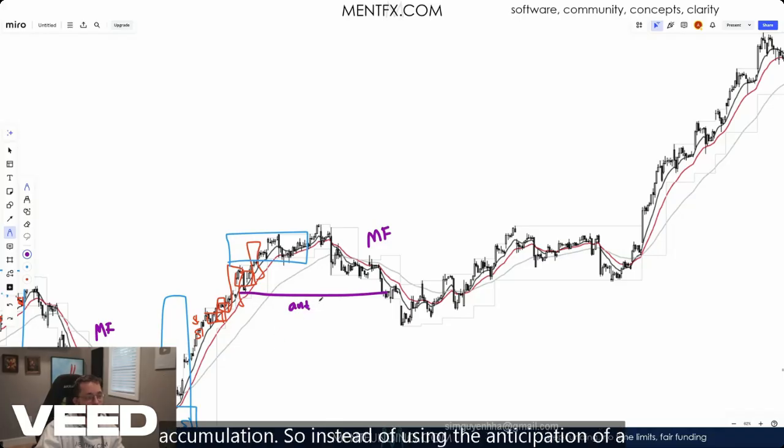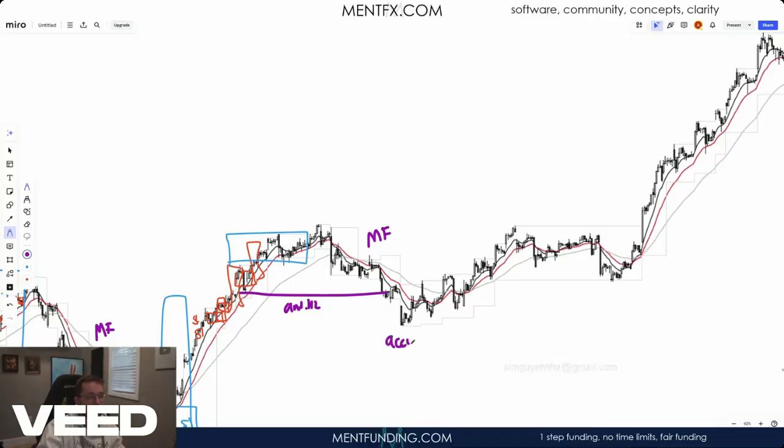which simply puts in motion an accumulation. So instead of using the anticipation of a higher low rule now, I can call it the anticipation of a higher low rule because we understand that at some point, we don't know where, but we know that this major flush is likely leading to overall accumulation.